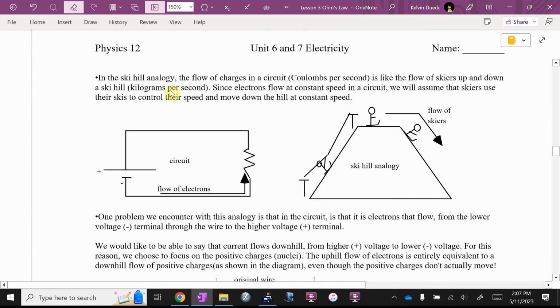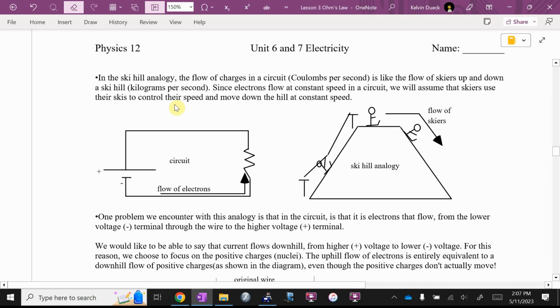Next page. So in our ski hill analogy, voltage was like the height. A chairlift battery increased the voltage, increased the height. You lost voltage going through a resistor. Resistors were like the ski hills. What's current? It's like the number of skiers. The flow of skiers up the mountain, the number of skiers on the chairlift, and down the mountain. And you know what? Because electrons flow at a constant speed in the circuit, we're going to pretend all the skiers go at the same speed. They use their skis to control their speed.